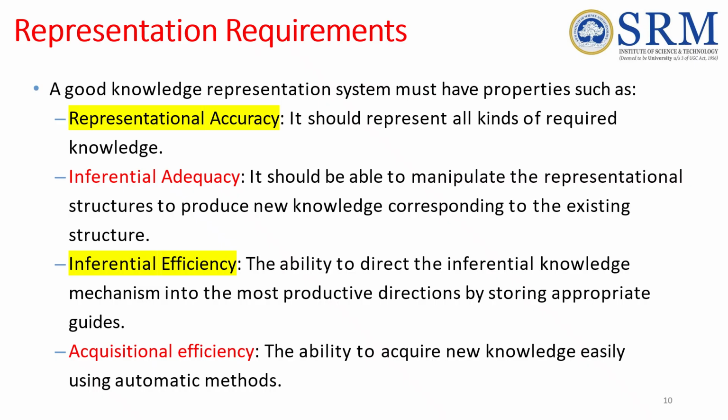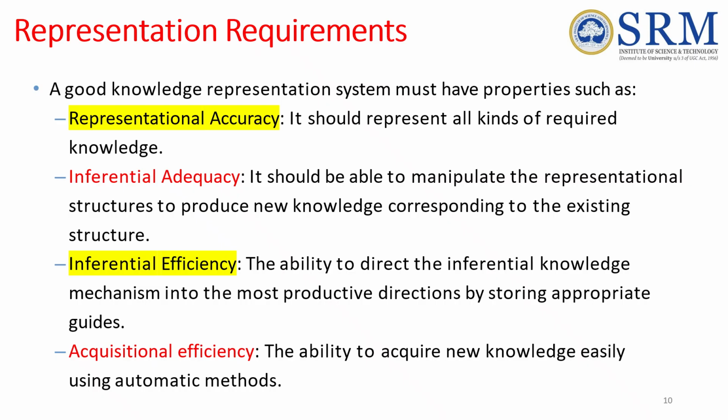Acquisitional efficiency is the ability to easily acquire and update knowledge, adding new knowledge to the knowledge base. It makes the system adaptable and supports continuous learning, which is the main purpose of acquisitional efficiency. Nowadays a chatbot can learn from new customer queries and update its knowledge base automatically without redesigning the entire system. So this is about acquisitional efficiency.